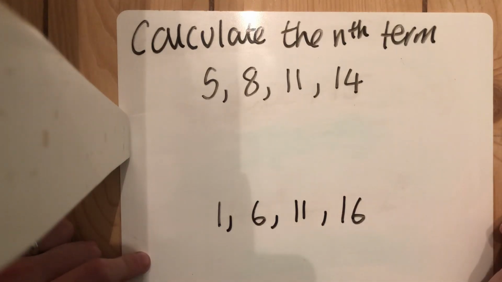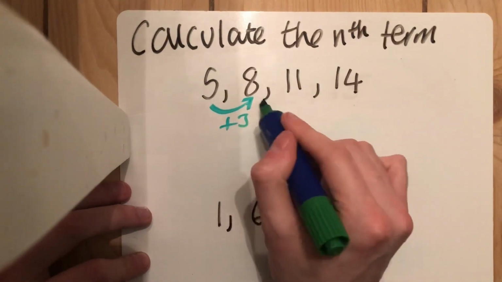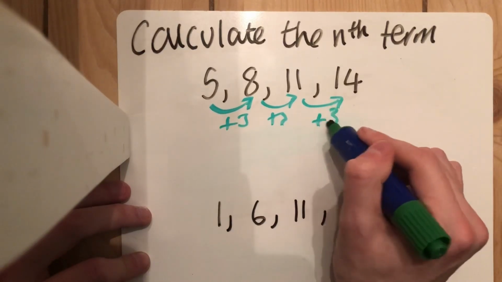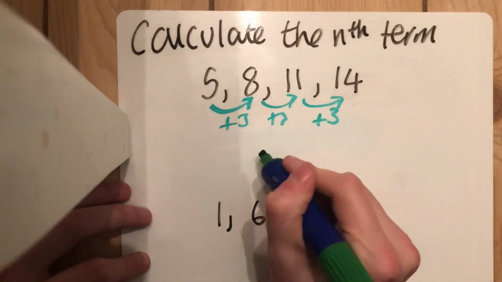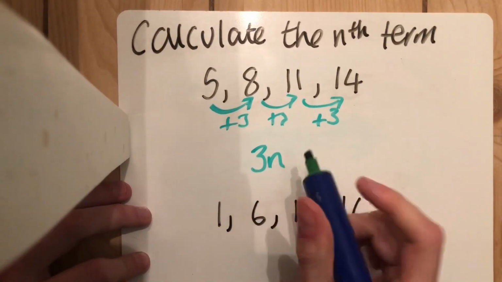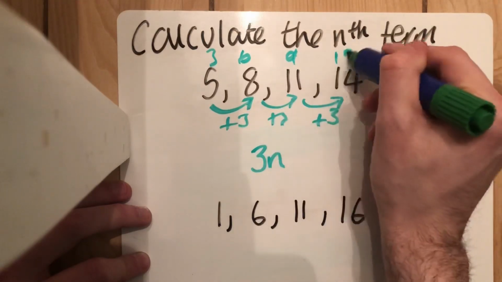When asked to calculate the nth term of a linear sequence, the first thing we need to do is find the common difference. So to get from 5 to 8 I add 3, 8 to 13 I add 3, and from 11 to 14 I add 3. Because I'm adding 3 each time, I can write 3n. Now 3n represents my 3 times tables, so I could write my 3 times tables above my sequence.